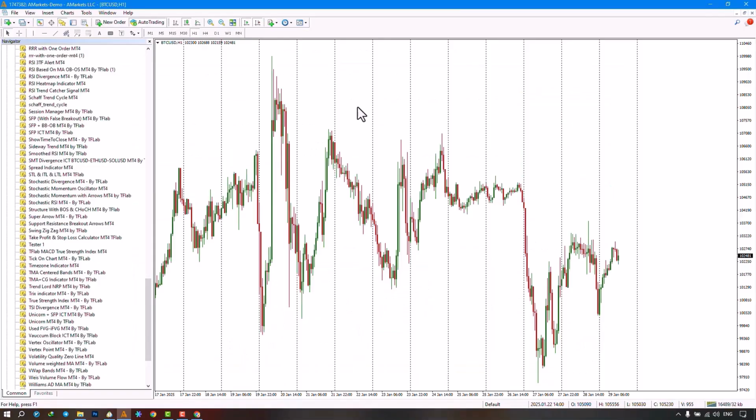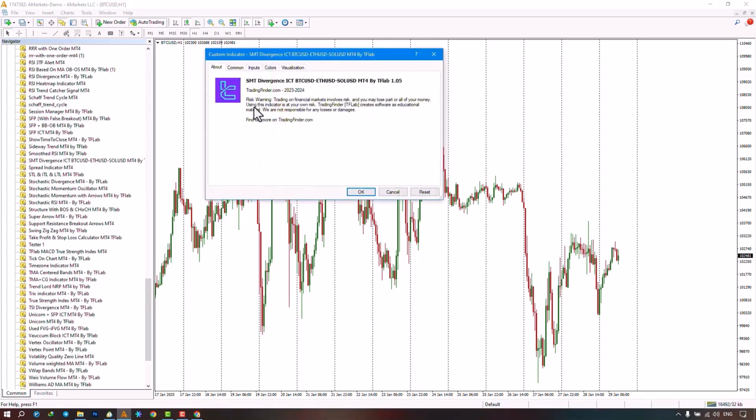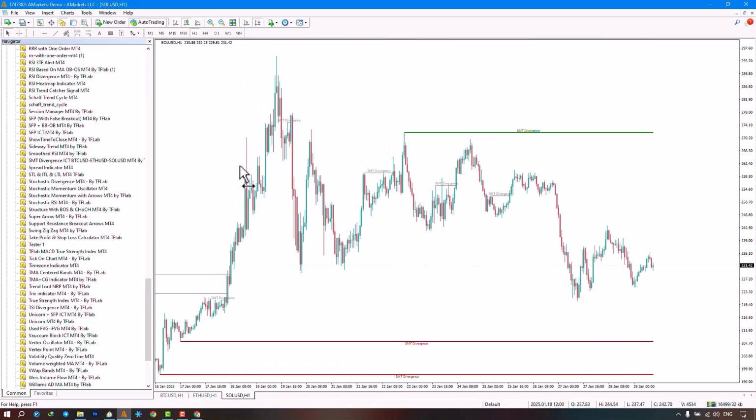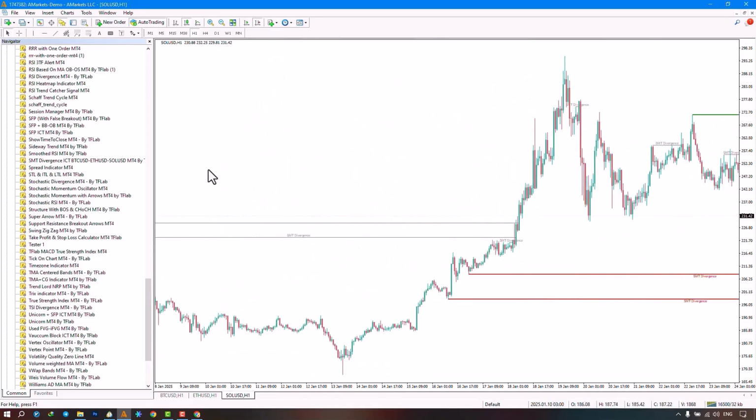We select the indicator file from the navigator section and run the indicator by dragging the file onto the chart. Just make sure to enable the Allow DLL Imports option in the Common Settings and then click the Confirm button. Once the indicator is installed on the chart, it starts searching and drawing SMT Divergences on crypto symbols.